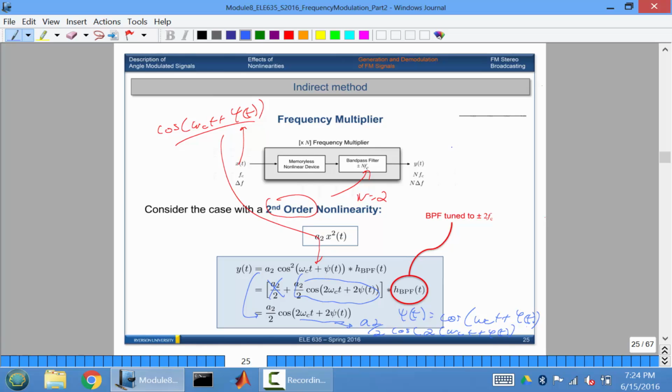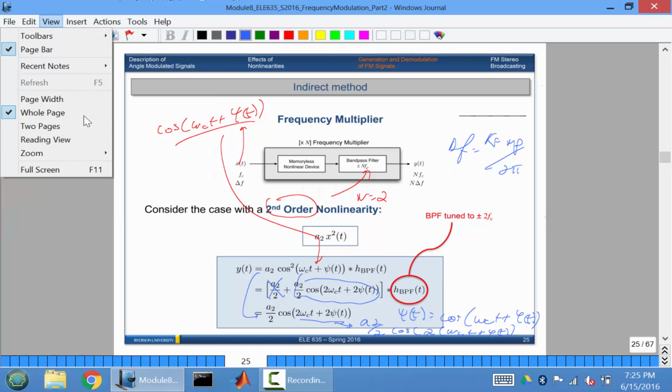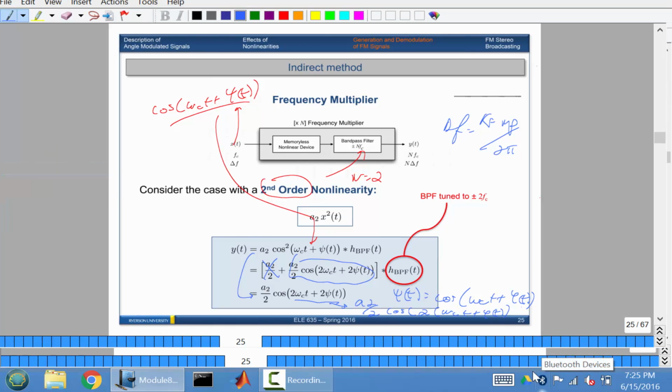Because if you remember, the deviation was equal to k_f m_p over 2 pi. If you multiply this by 2, that means the peak is also going to increase by 2 as well. So the deviation as well as the actual carrier frequency is going to change. That's actually what is happening.